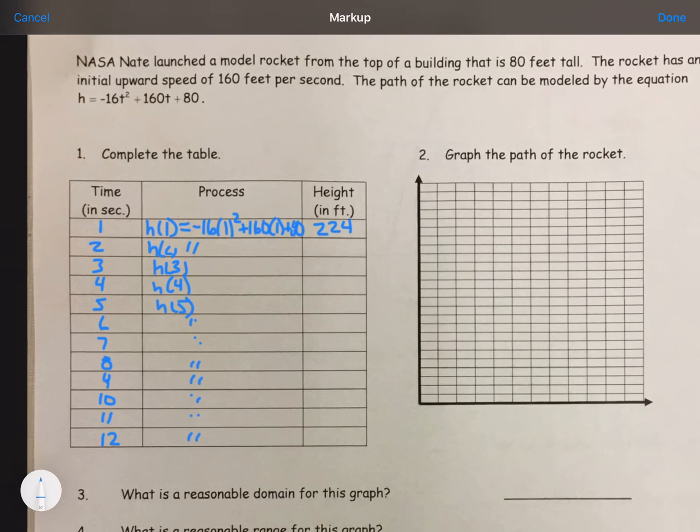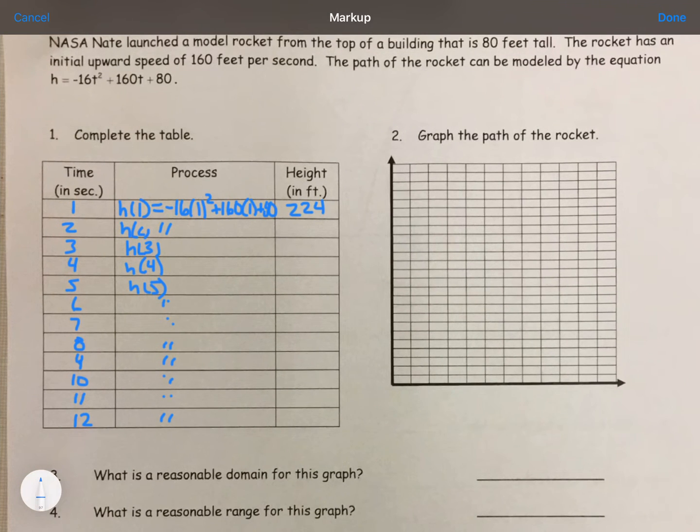Okay? So, rather than have to go through each one and plug in the number each time, what could I do? Put it in the calculator, graph it, and then once I graph it, what's the magic thing that can show me what the value is at each point? What are we completing right here? A what? A table? Yes. So that's what we want to do on the calculator.